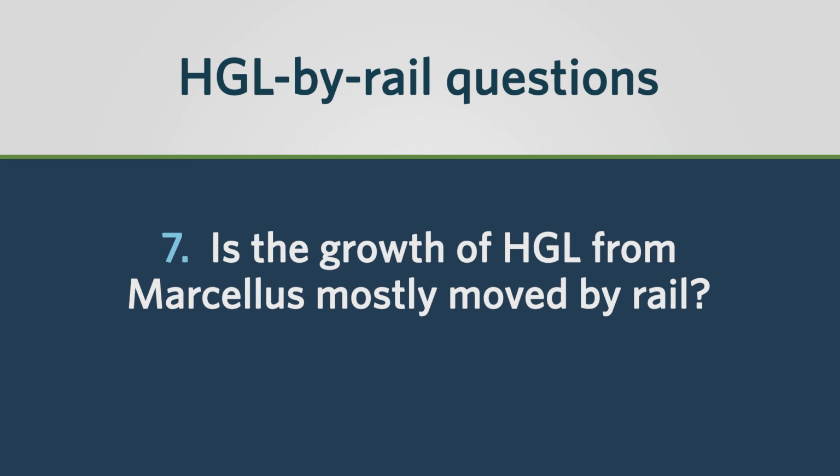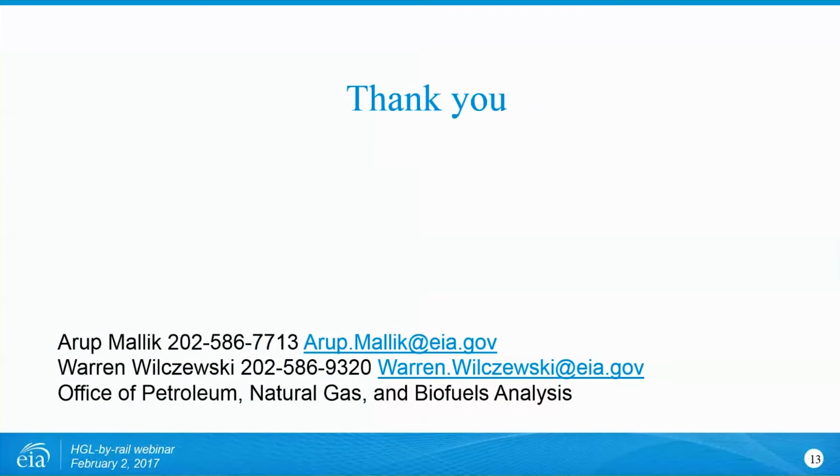Excellent. There was a question regarding HGL movement from Marcellus, and is the growth of that development mostly moved by rail? Well, I'm not going to be able to talk about Marcellus specifically because, again, our data is at the PAD level. However, if you now look into our interpad movements and you look at the movements by rail, movements by pipe, movements by water, what you will discover is that shipments of HGL out of PAD 1 by rail dwarf anything that's moved by pipe out of PAD 1, right?